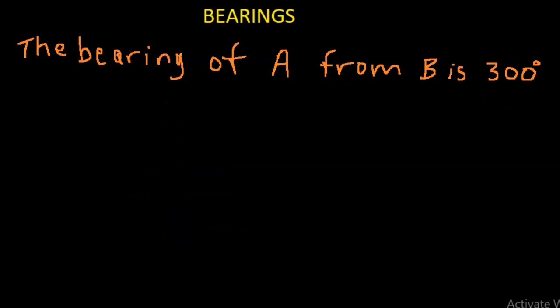Let's try another one. The bearing of A from B is 300 degrees. So what's the first point you put down? Where you're coming from. So where are you coming from? From B. So you always establish the first point where you're coming from. And of course, you draw a line to the north of where you're coming from. Now, A will be 300 degrees from B.